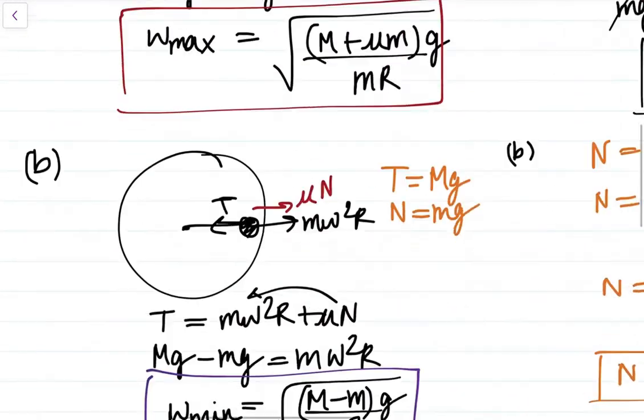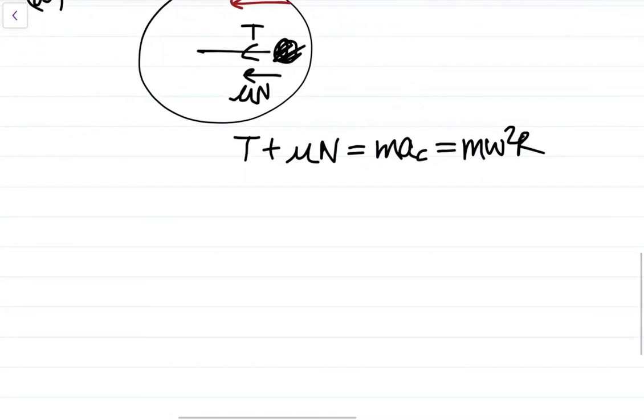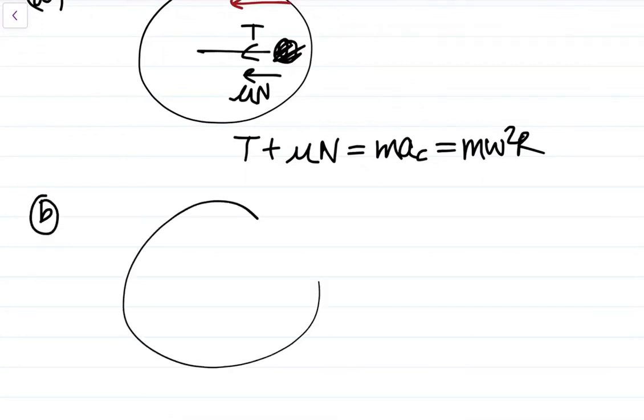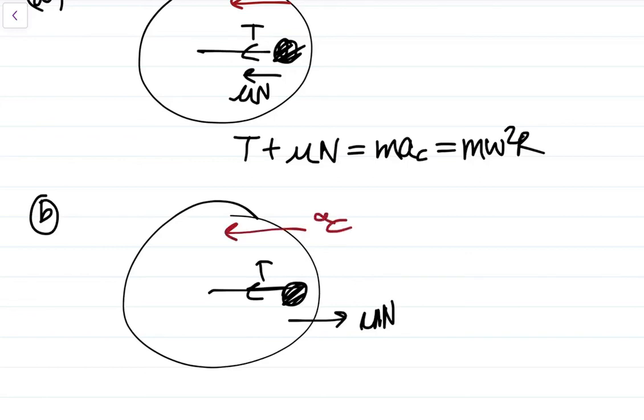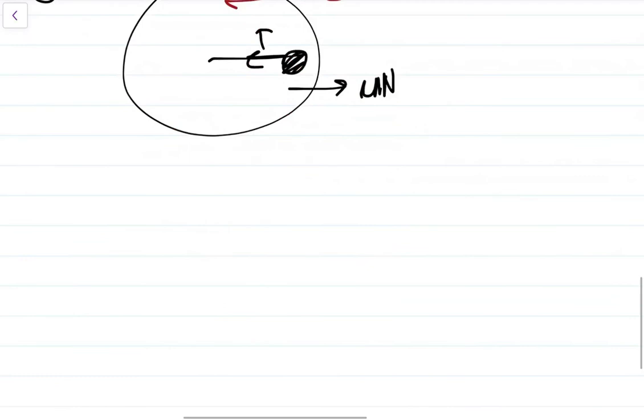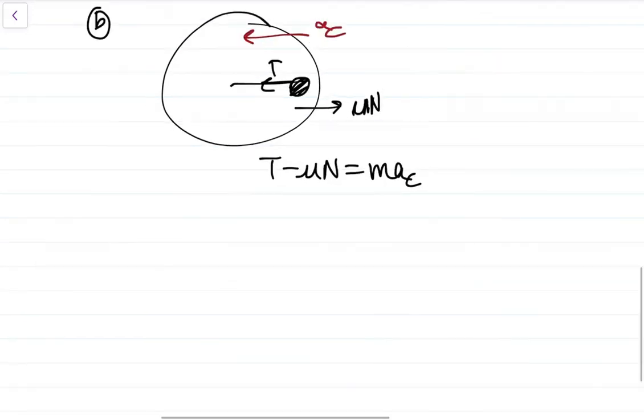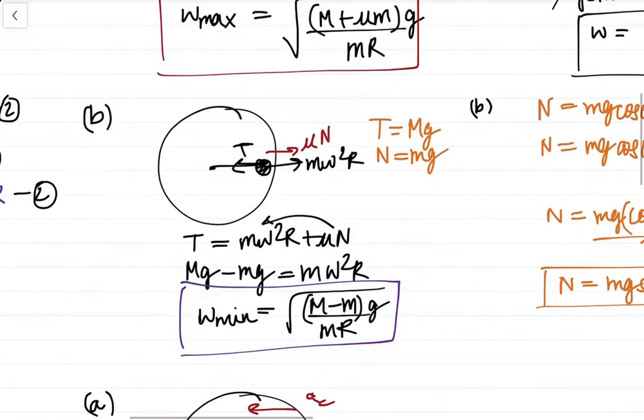Okay, and for B part, what will we do? For B part here, tension will act, and for it is minimum, so friction will act outwards. And now there is always also AC acting here. So we will do T minus mu n is equal to m into AC. See, the equation is coming same here. Also we did like this only.